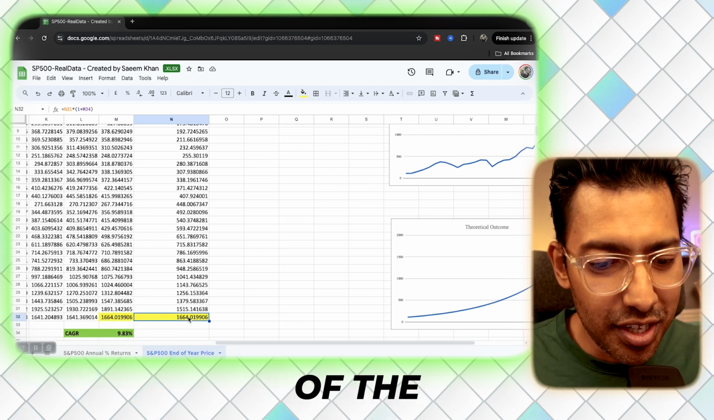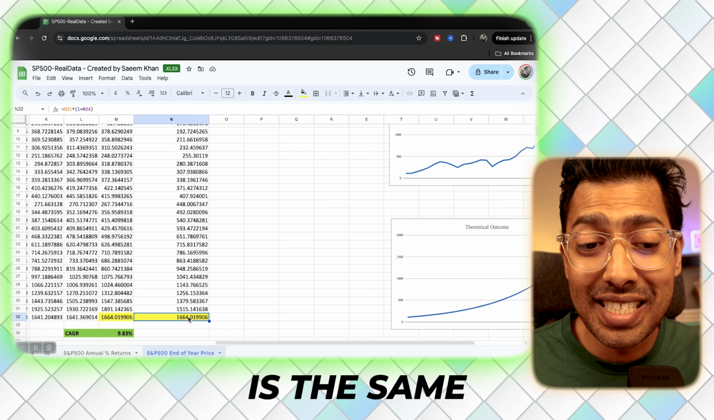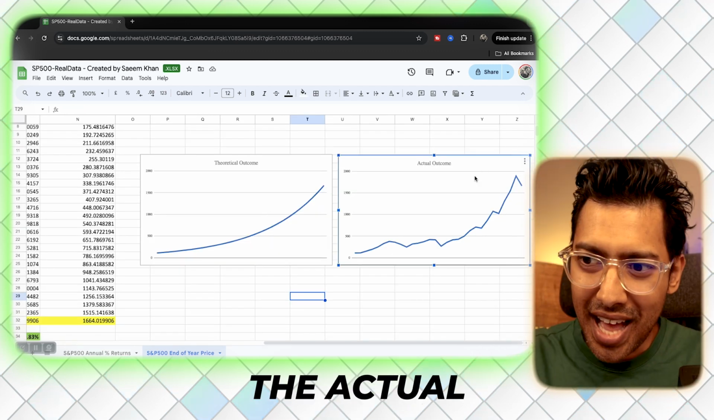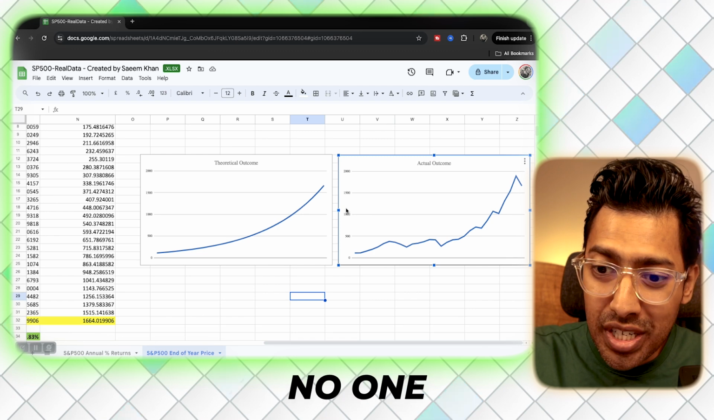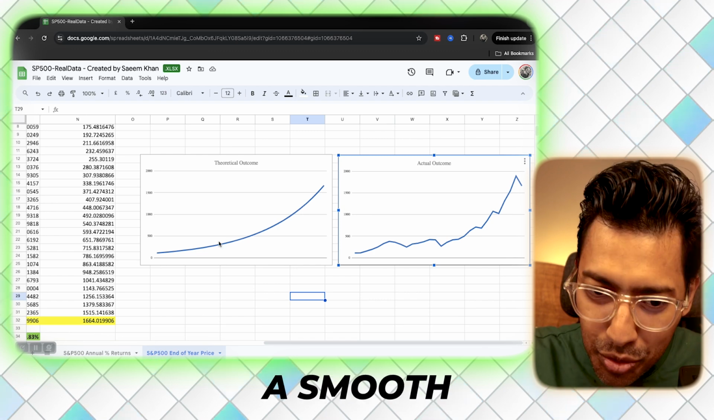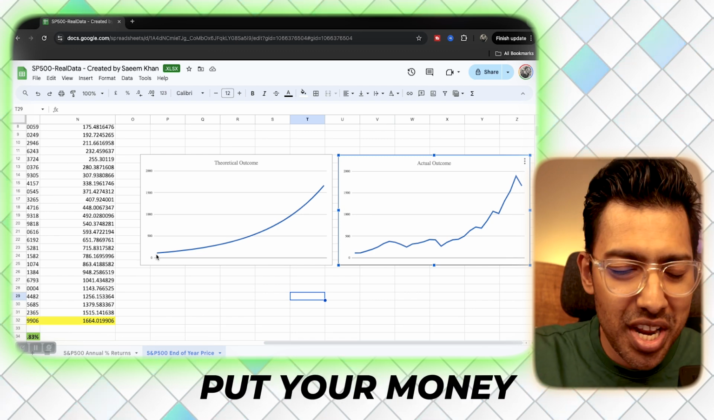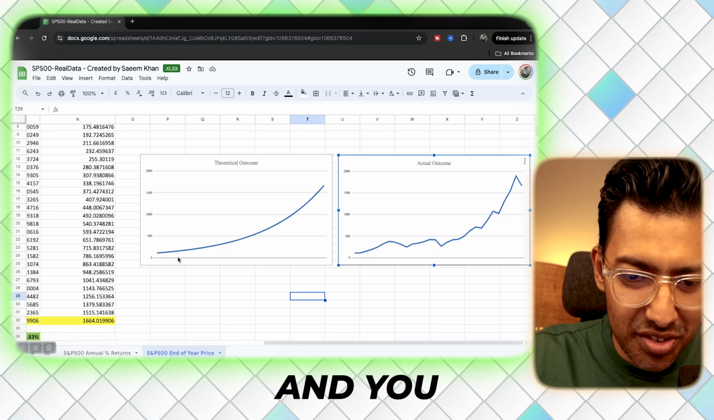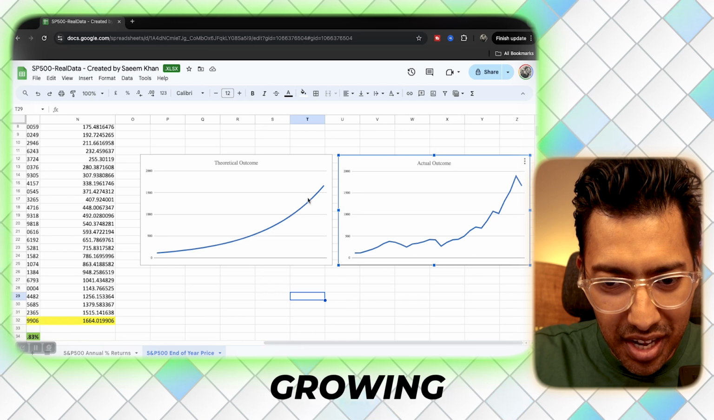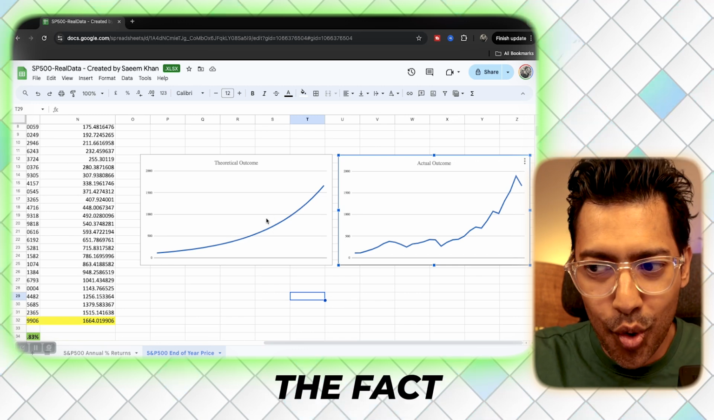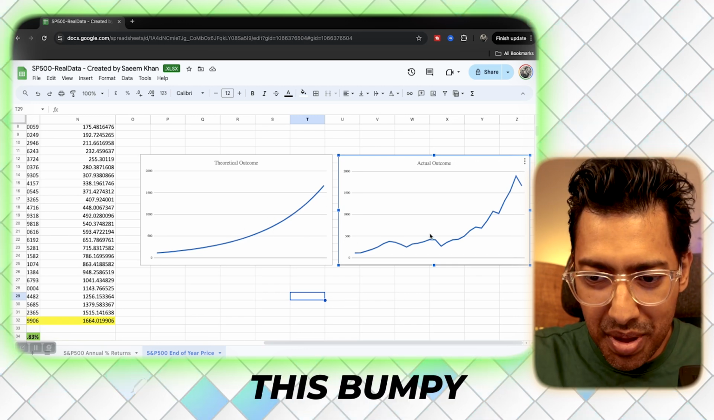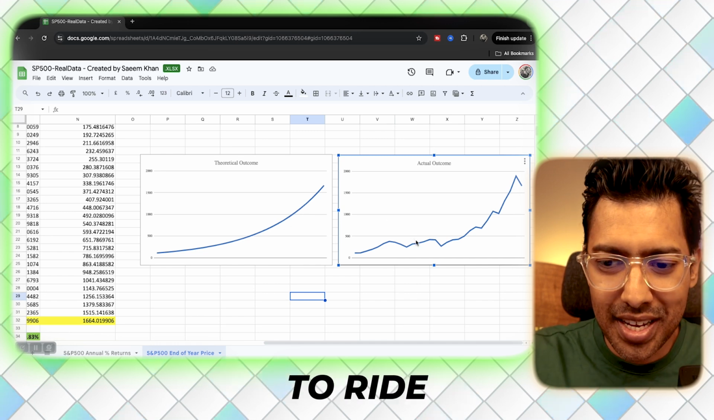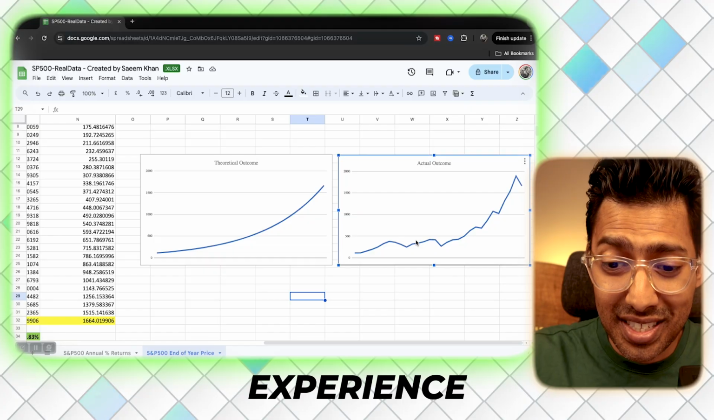So the return of the theoretical versus the actual is the same. Now if you plot the graph of the theoretical versus the actual, my friend, it is what no one tells you. Everyone tells you it's a smooth ride. You put your money in an index fund and you're going to get 9.83%, and you're just going to see your money growing like a smooth curve. No, the fact is this bumpy ride. But the fact is we just need to stay invested. You just have to ride the bumpy ride in order to experience this compound effect.